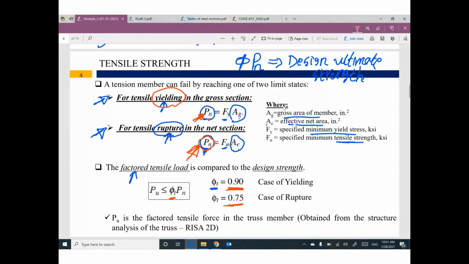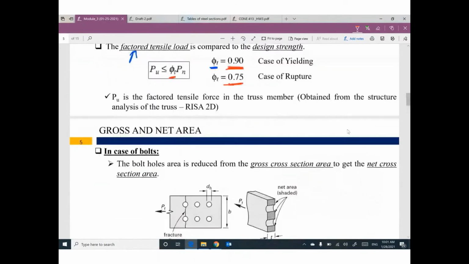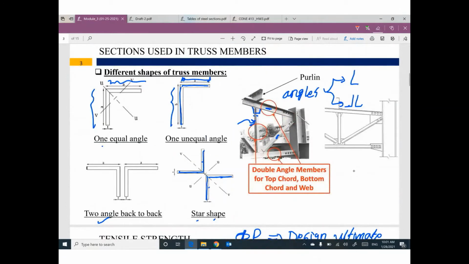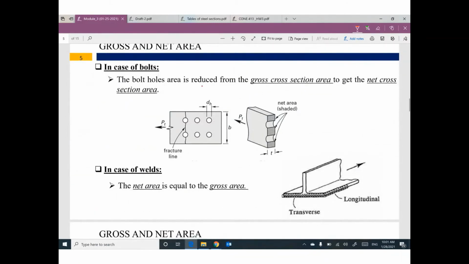So your member will be connected to the gusset plate by bolts. Can you see this picture here? At this location, what are you seeing? Bolts. Yeah, we need to connect this member to this gusset plate and this member to this gusset plate. So we have bolts. Okay? If you have bolts, we will have holes in the member. If you have holes, do you think the cross section of the member will be the same at this location like here?